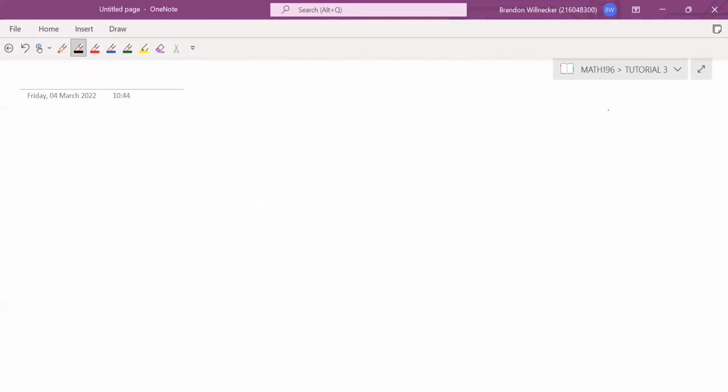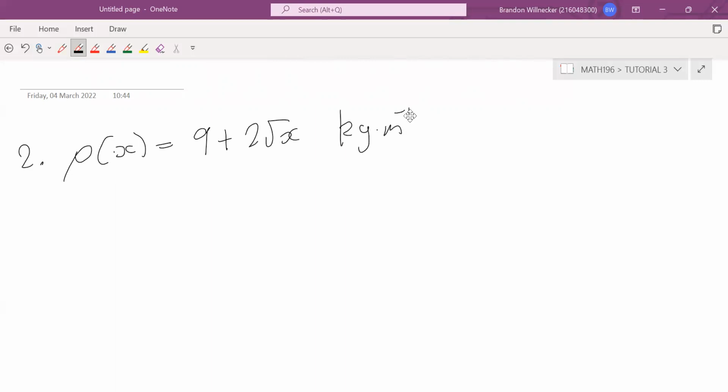Okay, let's look at question 2. So question 2 involved the net change theorem, but now we are applying it to densities. Because remember, if we have a mass density and we integrate it, then we can find the mass. So we're given the mass density, rho of x is given by 9 plus 2 root x. And this was kilograms per meter. So it was the linear mass density.